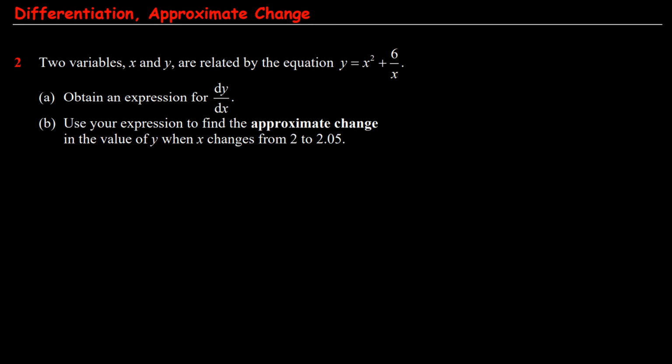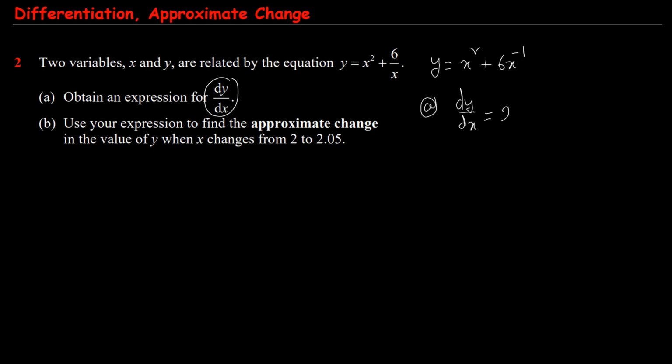Two variables, it is written there, x and y, related with the equation. So we can write the equation, say y equals to x squared plus 6 x to the power minus 1, because we need to differentiate, obtain the expression dy by dx. First question is written there, so A is just differentiate dy by dx, which is derivative of y. It gives us 2x minus 6 x to the power minus 2. We can write it simply like this: 2x minus 6 by x squared. Done. The first part is done.